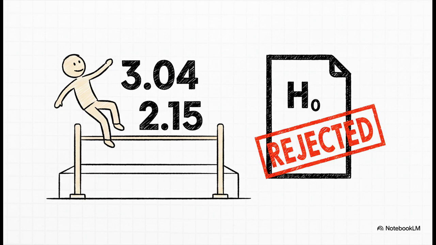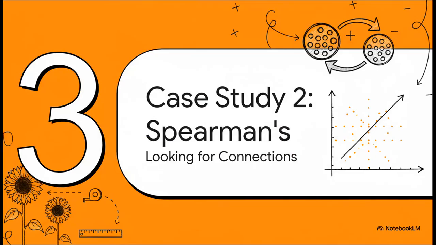We can now say with 95% confidence that the difference we saw wasn't just some random luck. Soil pH really does have a significant effect on seed germination. Okay, so the t-test is perfect when you're comparing two totally separate groups, like a drug versus a placebo in a medical trial. But what if you want to find a connection within a single group? For that, we need a different tool.